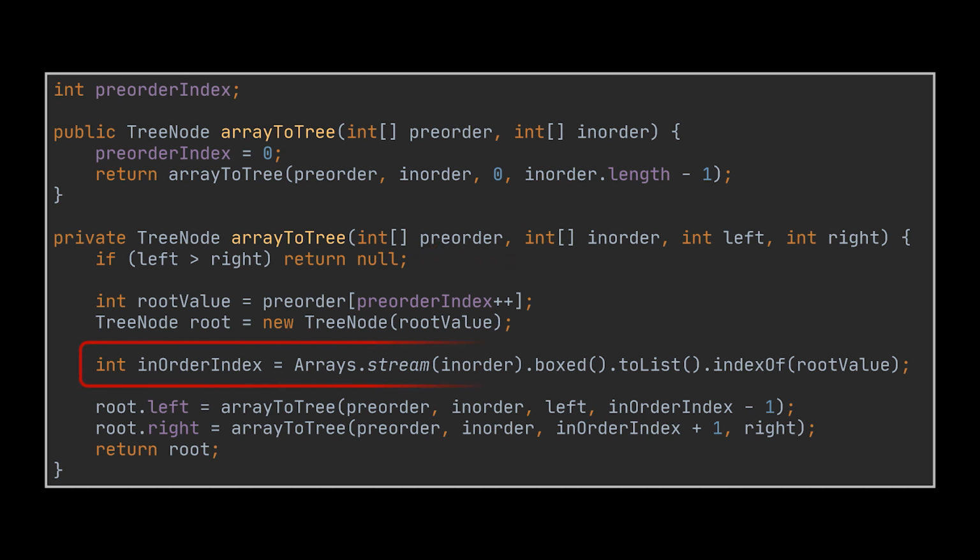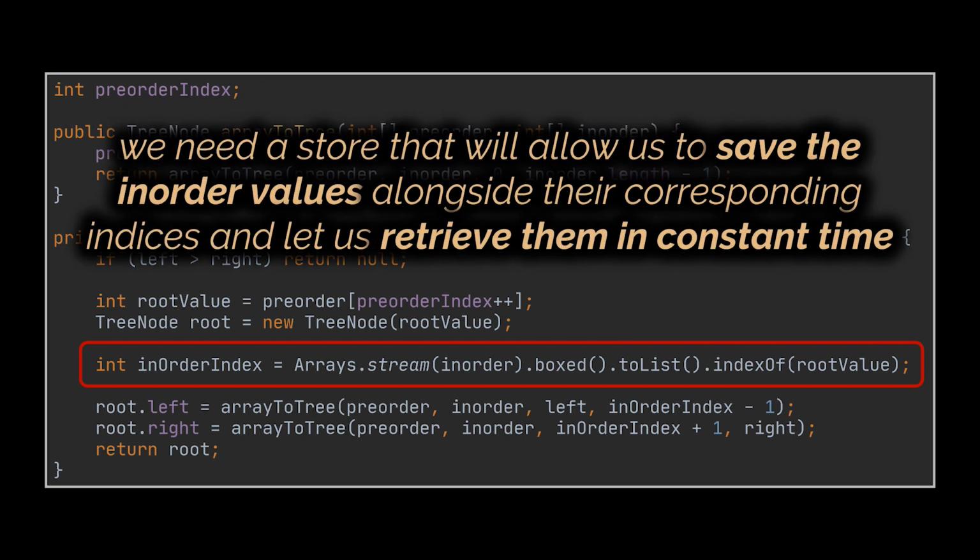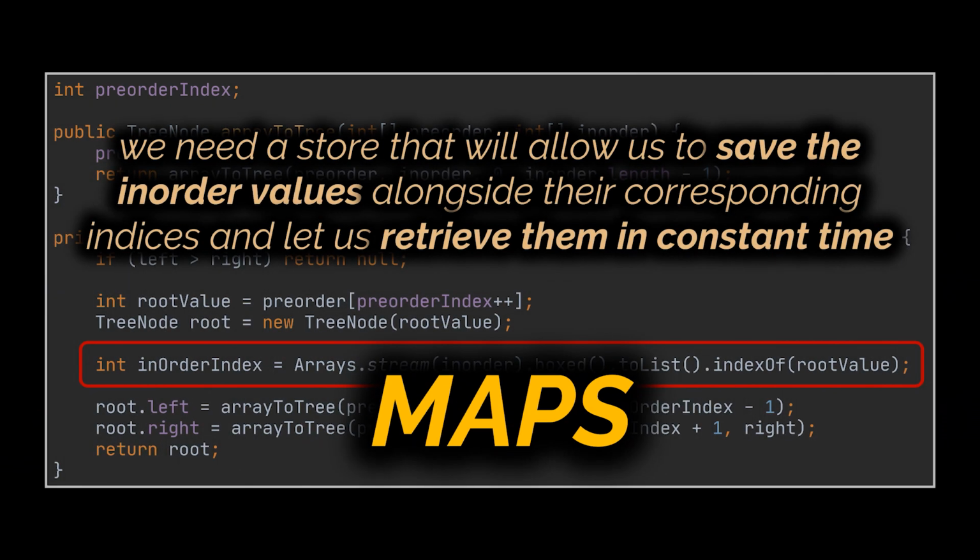But wait, there is a catch. You see, this line of code right here tremendously increases the complexity of our method, because every time we invoke this method, we will have to iterate over the array again in search of that index. Therefore, to tackle this problem, what we need is kind of a store that will allow us to save the in-order values alongside their corresponding indices, and later let us retrieve these values in constant time. And if this description reminds you of maps, then kudos to you.